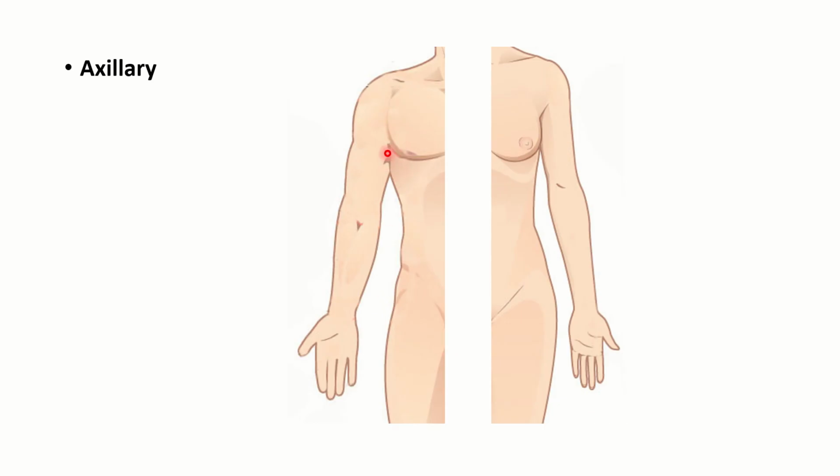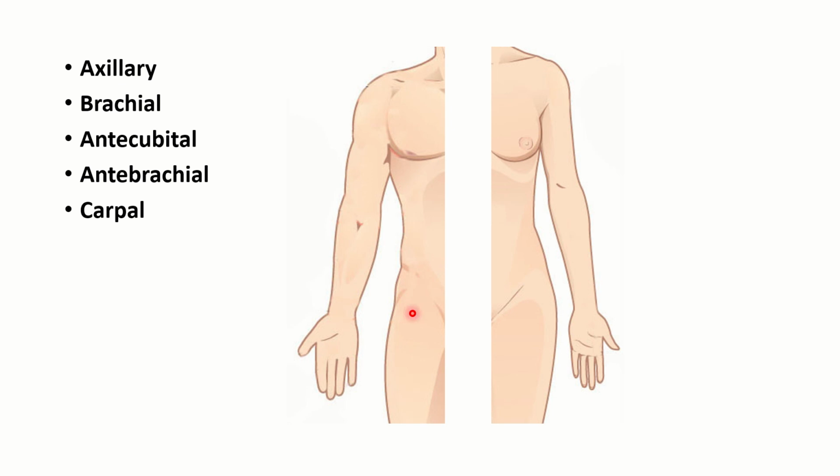Axillary, underarm. Brachial is the arm. Antecubital is this area, so the anterior part of the elbow. Antebrachial is the forearm. Carpal is the wrist area, wrist bone area. Palmar is the palm of the hand. Digital is the fingers.